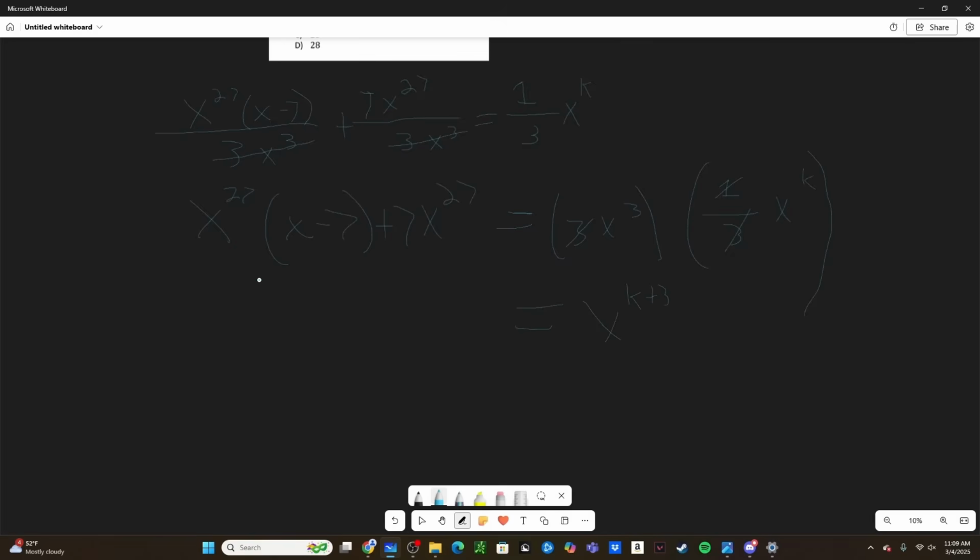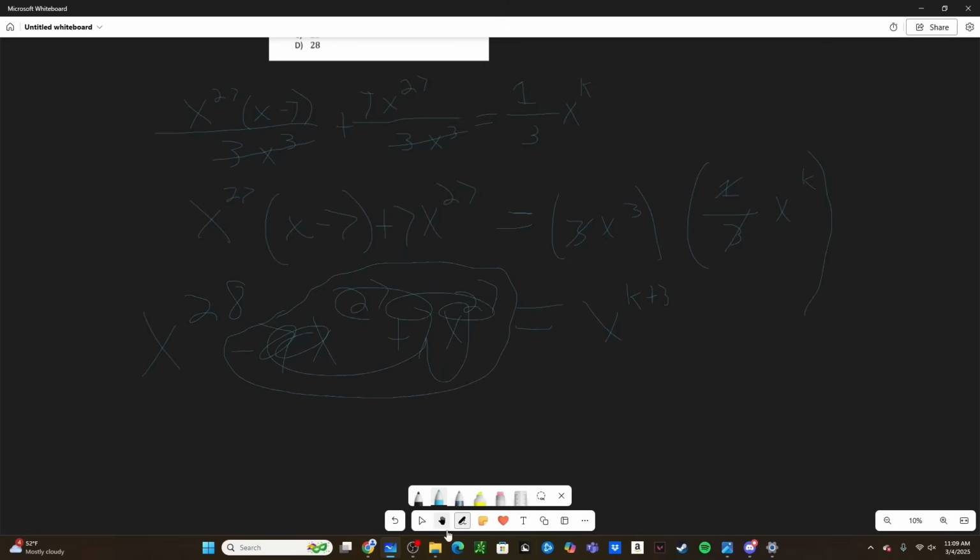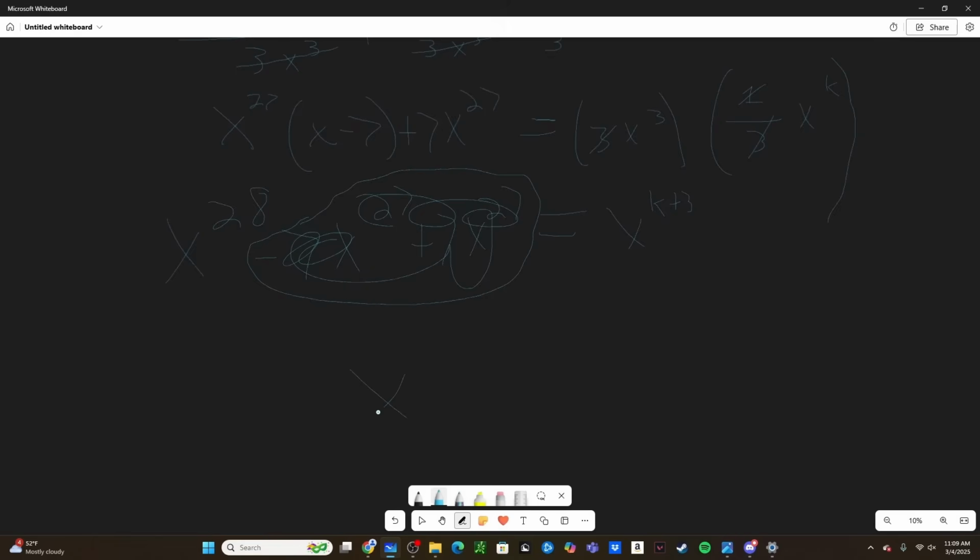And on the left side, now when we distribute these values, we get x to the power of 27 times x, which is x to the power of 28, then minus 7x to the power of 27, and then plus 7x to the power of 27. So this entire part of the equation right here is going to cancel out because we have negative and then positive of the same value. And when we cancel that out, what we're going to end up with is down here, x to the power of 28 is equal to x to the power of k plus 3.